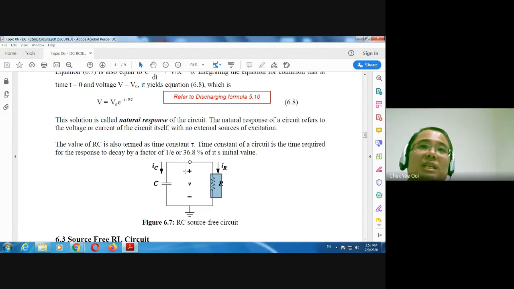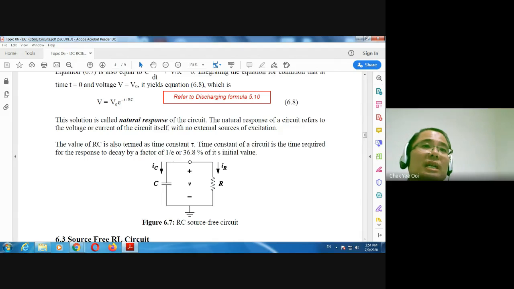The capacitor is fully charged. Then we connect it to a resistor, so the capacitor will discharge through the resistor. The voltage V here is given by V equals V0 e to the power of minus t over RC. This is the same as the discharging formula.